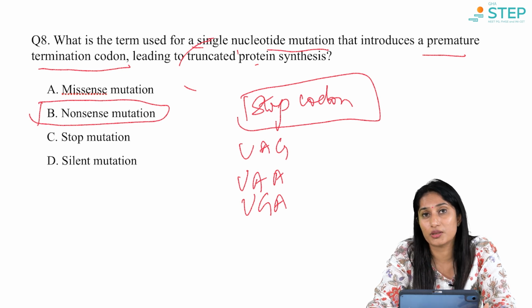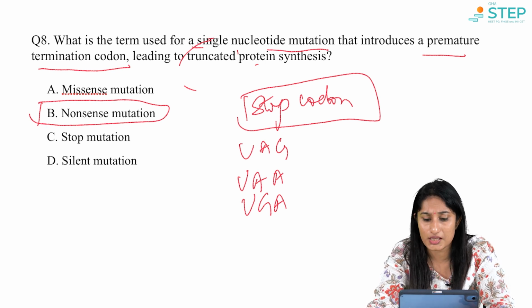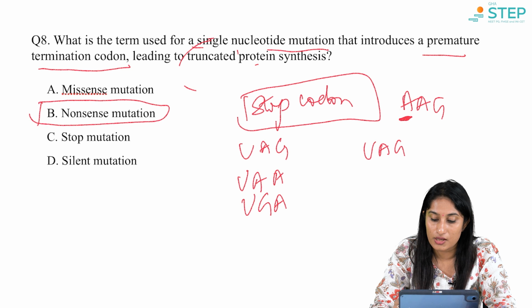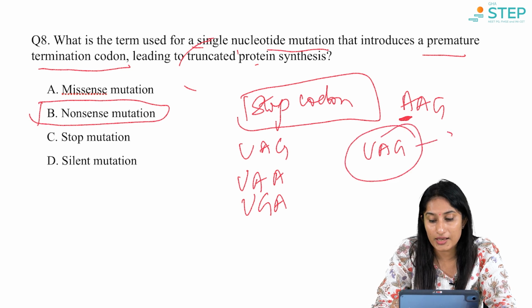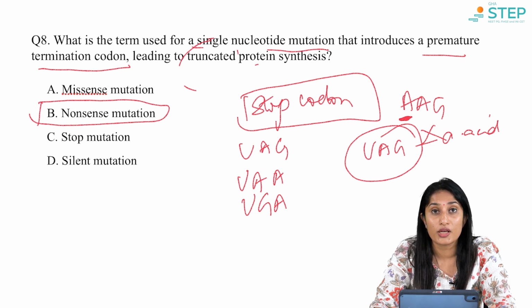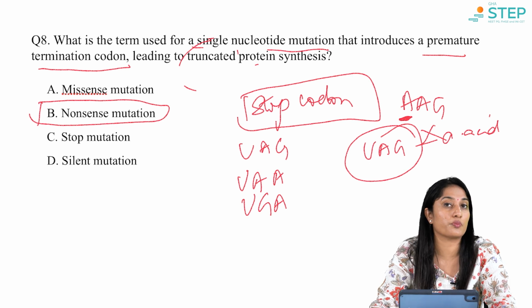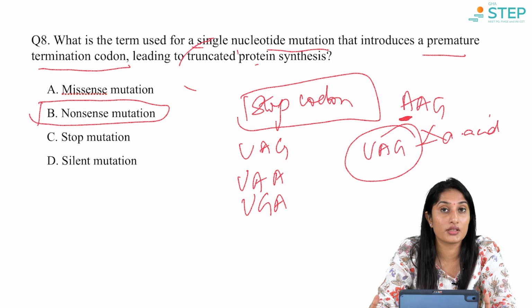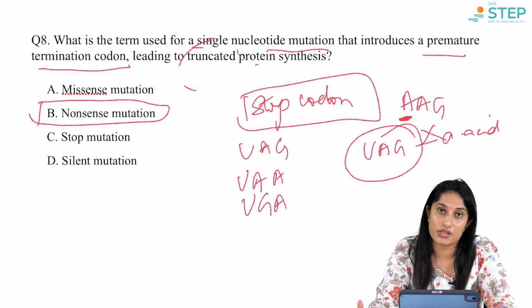So what happens? It is a premature termination. A protein was supposed to be synthesized. For example, the codon would have been AAG, and instead of A, there is a mutation at this point. So instead of A, U has come into place, UAG. So this cannot code for any amino acid. The protein synthesis halts there, and we get a protein, but that protein is of no use. So a disabled protein. That will cause a major change in the protein synthesis.